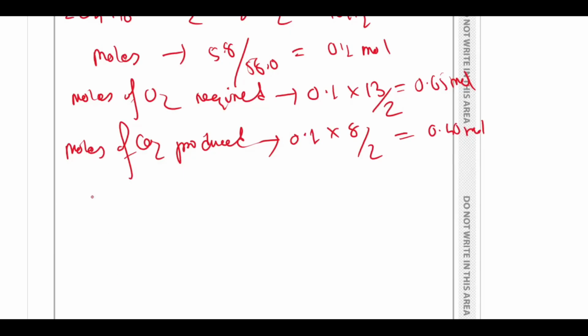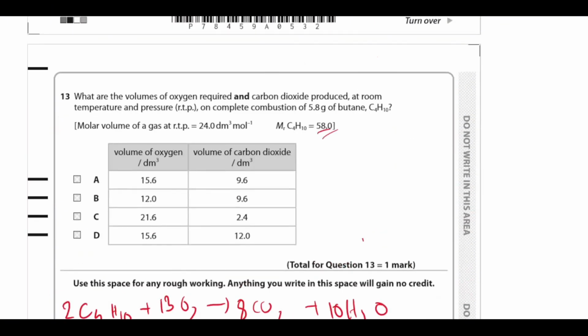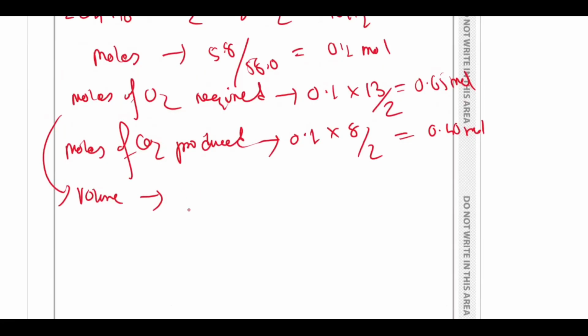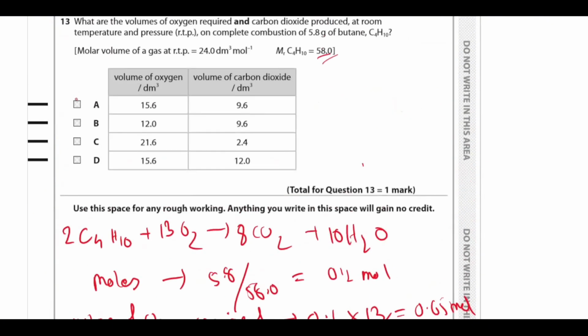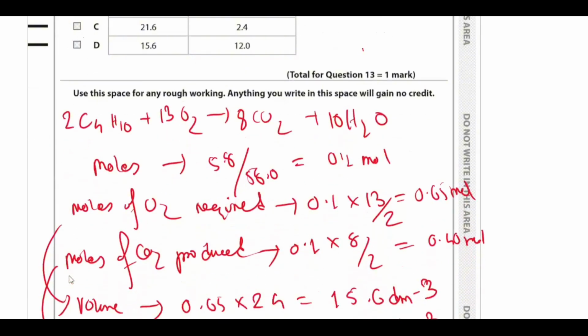Now, we can easily find both of their volumes. For the volume of oxygen, we know that 1 mole provides 24 dm cubed, so 24 dm cubed per mole. Of course we can just multiply this with 24, and eventually you'll be getting around 15.6 dm cubed. And the volume of carbon dioxide, just multiply 0.40 with 24, and eventually you'll be getting 9.6 dm cubed. So the answer matches with A. So option A would be the correct answer. Okay, let's move to the next question.